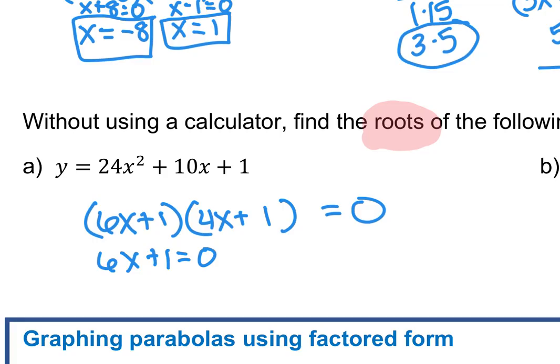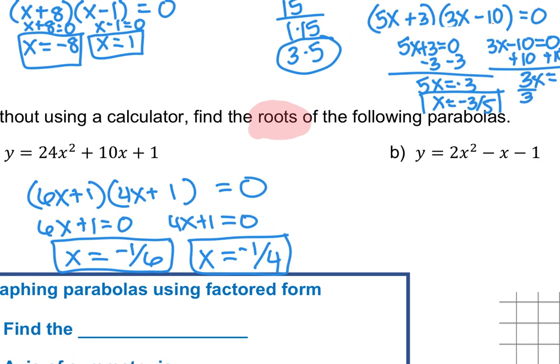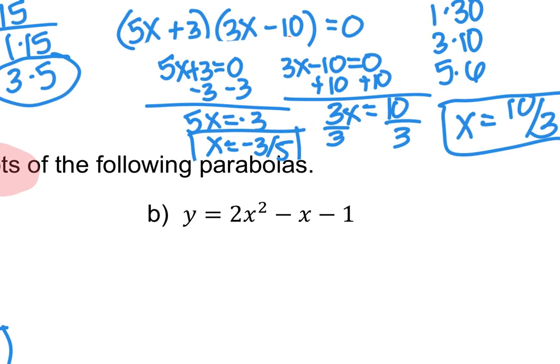6x plus 1 equals 0. 4x plus 1 equals 0. All right, go ahead and solve and see if we get the same answer for x. Okay, you should get x equals negative 1 over 6 and x equals negative 1 over 4. Let's do the same for b. Let's go ahead and get our factors here.